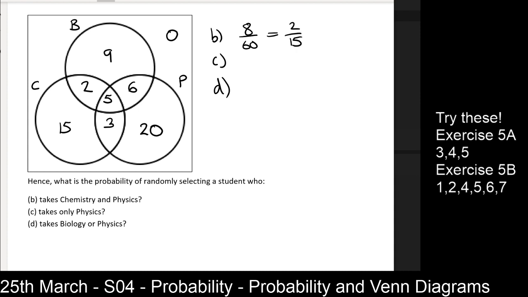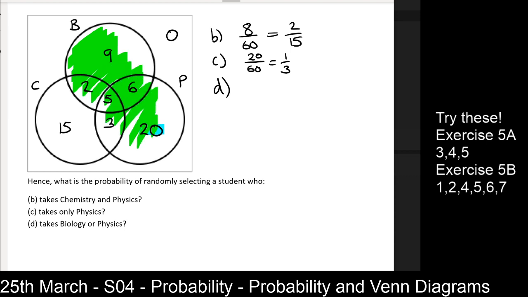For part C, we've got only takes physics. So only taking physics, that's just this 20 people here, because they only take physics, they don't take biology and chemistry, so you can't include any of those other numbers. So it's just 20 over 60, which is a third. And then for part D, we've got biology or physics. So that's just going to be anything that I'm shading here. Basically, it just means that you just don't include the people that only take chemistry. So add all those numbers together, we get 45 out of 60, which is just 3/4.